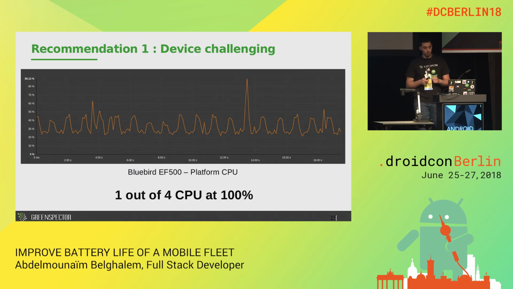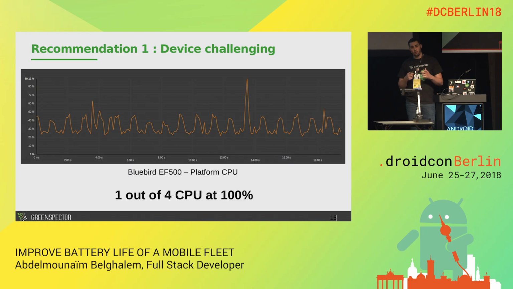So for example, for the Bluebird, what we did notice was that in idle measure, the CPU was always at 25% minimum. It means that on the 4 cores, one of them was always at 100% because it was using some GPS location settings. Maybe it was done on purpose by Bluebird, maybe it was a bug. We never knew, because when we told them about it, they told us it was a bug. They sent us a new Bluebird, and it was all corrected.